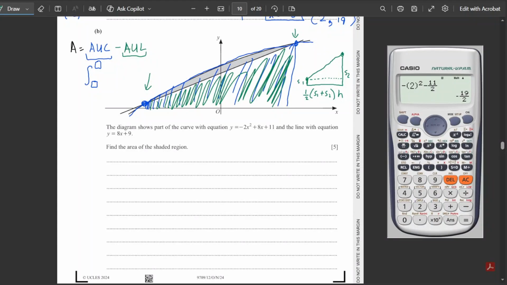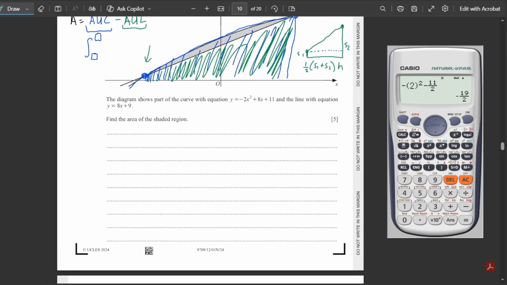It's just easy to use simple geometry. It's completely up to you. But first of all, the important thing is either way, we need to find the intersection points. The way you do that is you basically put the curve equation equal to the line equation, to say the y of the curve equation is equal to the y of the line equation. And therefore, you get this equation, negative 2x squared plus 8x plus 11 equals 8x plus 9.